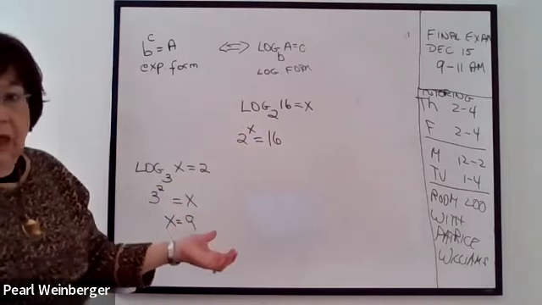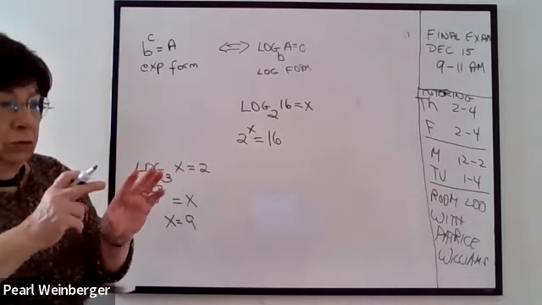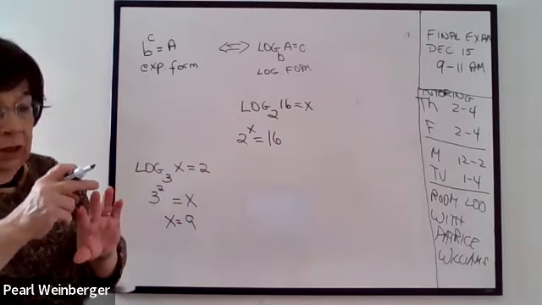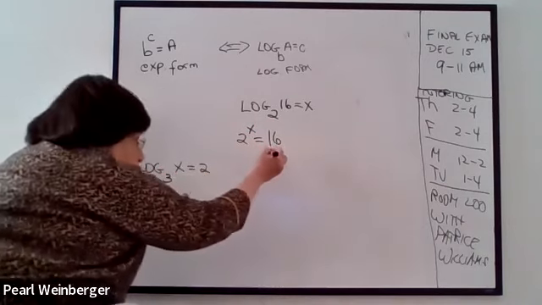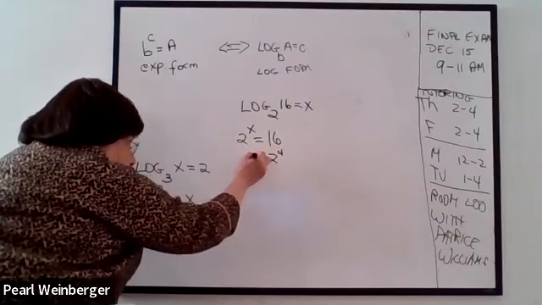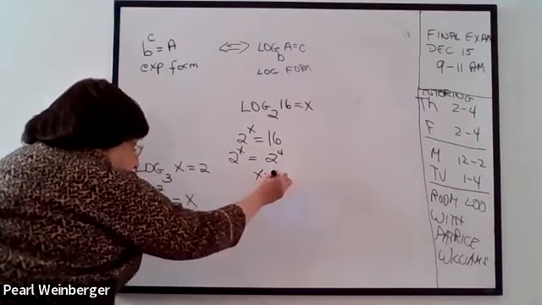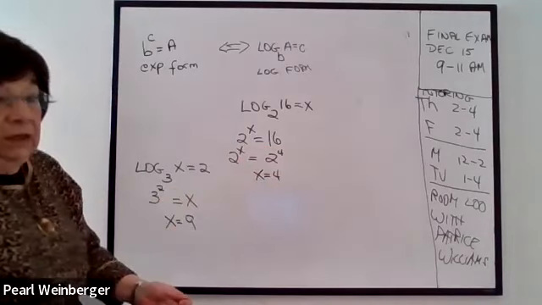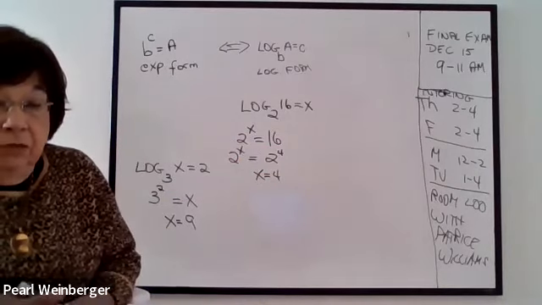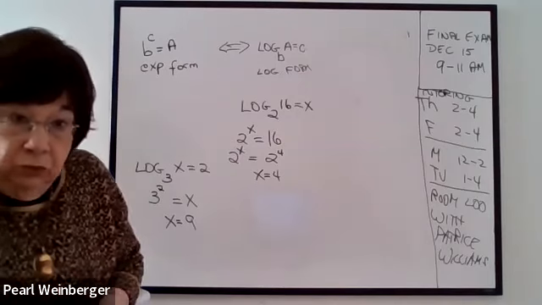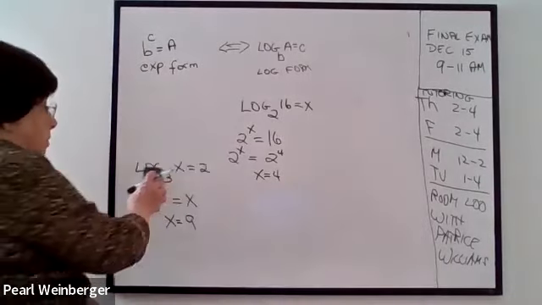Well, we just learned how to solve that. We're going to try and put 16 in base 2. 2 times 2 is 4, times 2 is 8, times 2 is 16. I have to multiply 2 4 times to get to 16. Which obviously means that the x has to equal 4. 2 to what exponent gives me 16? 2 to the 4th exponent. So again, switching it from the log form to the exponential form makes it much more understandable. Okay, let's try another one.